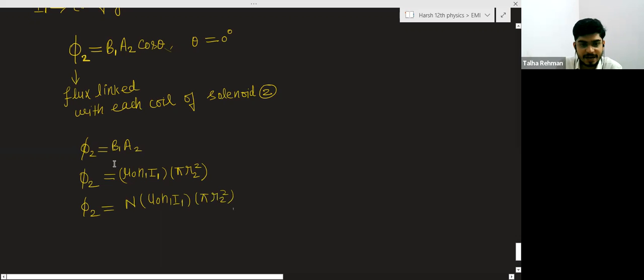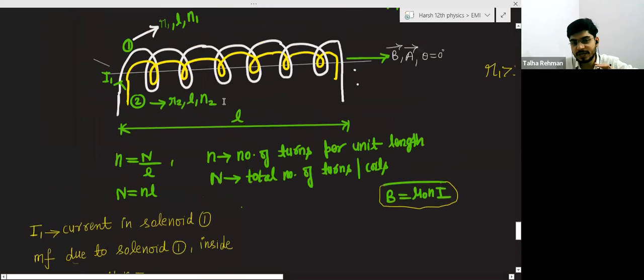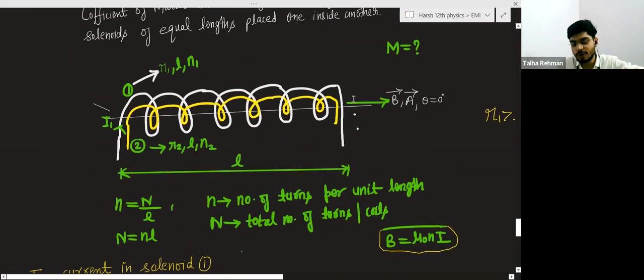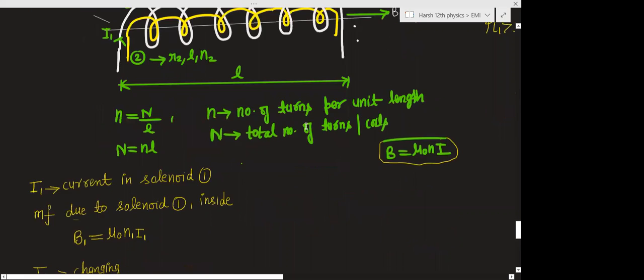What I have done is multiplied this term with N. So what I get is the total flux of this yellow color coil, or coil number 2. Total flux linked with coil number 2. Are you getting or not? Yes, sir. Okay, fine.